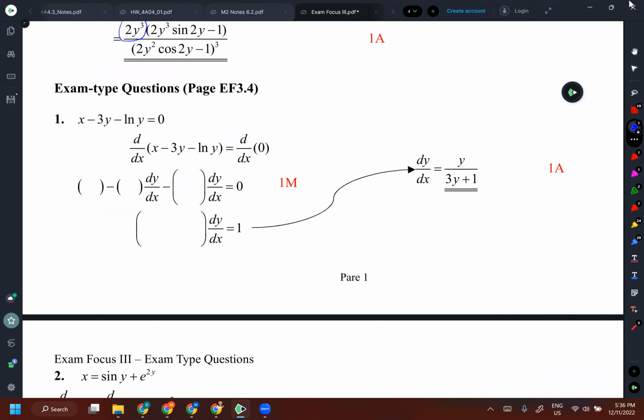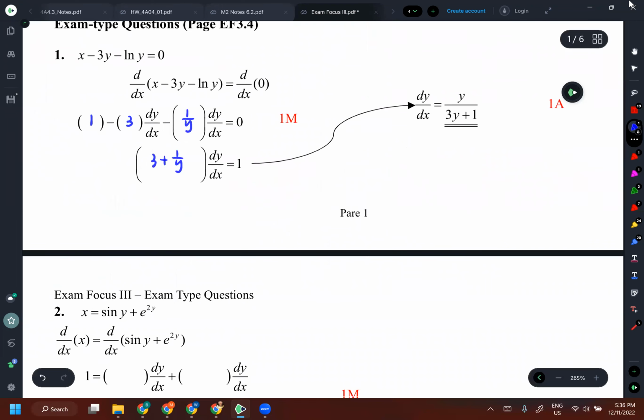Differentiate on both sides. d/dx of x, d/dx of 3y, take out 3. And then d/dx of log y, that's 1 over y, dy/dx. So you will have 3 plus 1 over y times dy/dx equal 1. And then you have the answer.